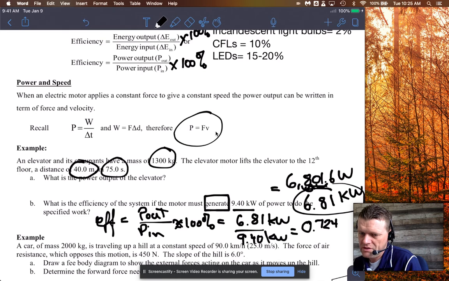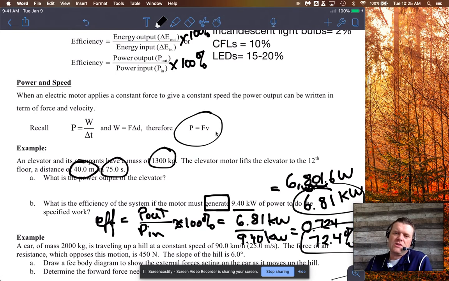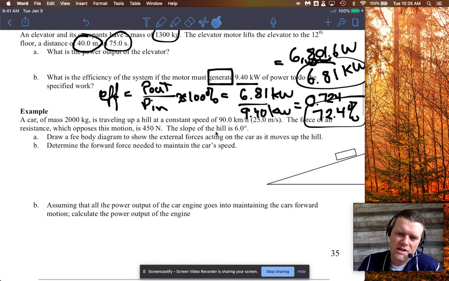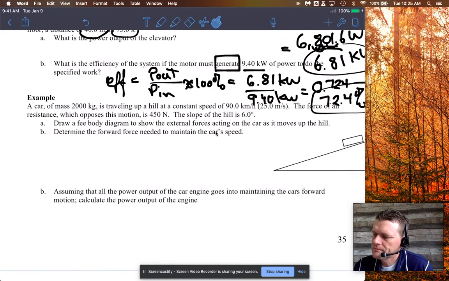Okay, so you can see you get a ratio. So multiplying that by 100, you get 72.4%. Okay, so just remember, I don't think efficiency is too bad. Just remember that when you calculate it, it should be as a percent.